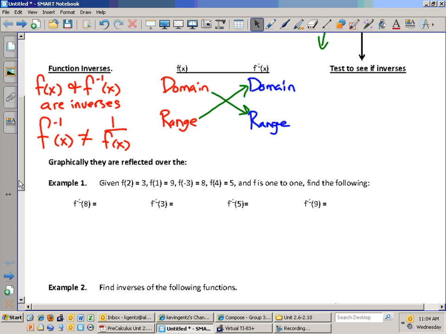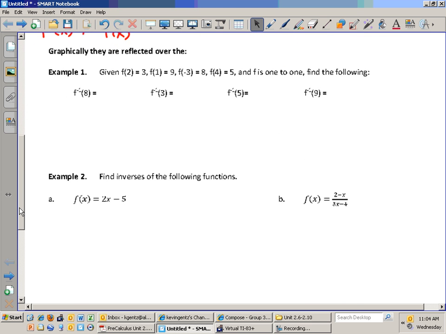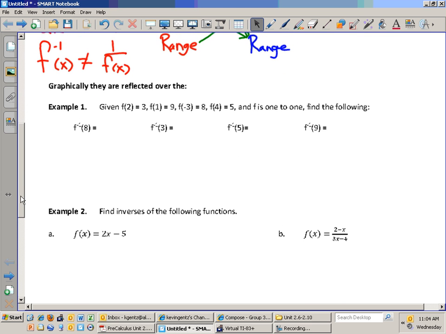I know that sounds confusing, but when we do these next two examples, you're going to understand it completely. Again, the domain of f is the range of the inverse, and the range of f is the domain of the inverse. We'll get to the test to see if they're inverses in a second. Graphically, they are reflected over the line y equals x, and we're going to use that to check.